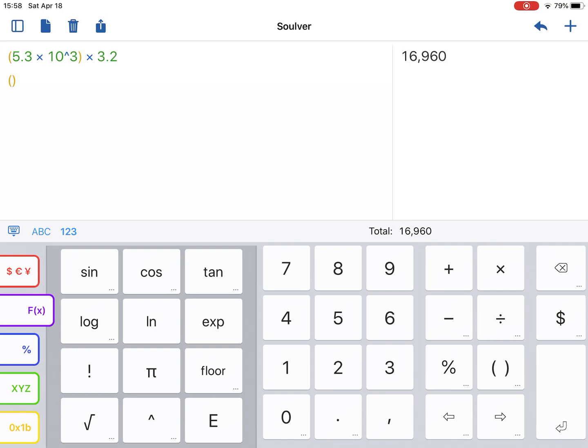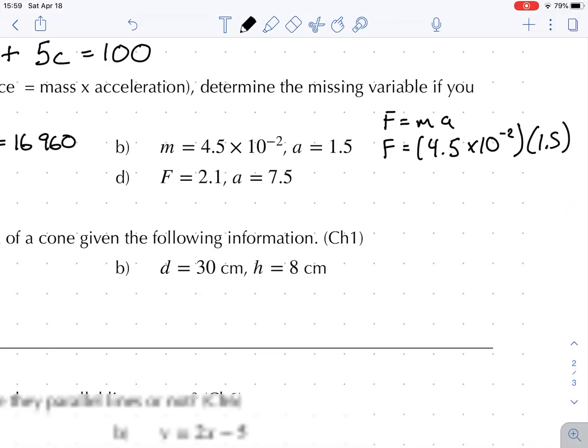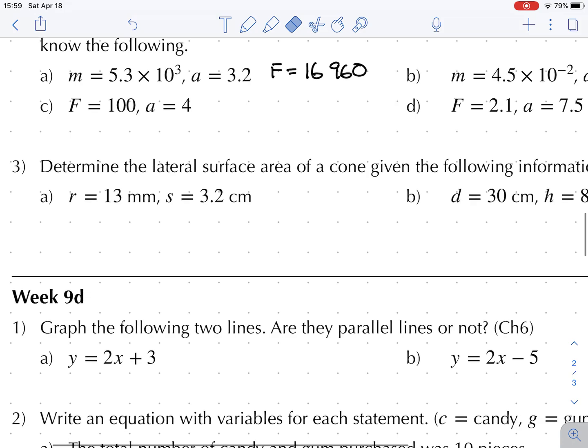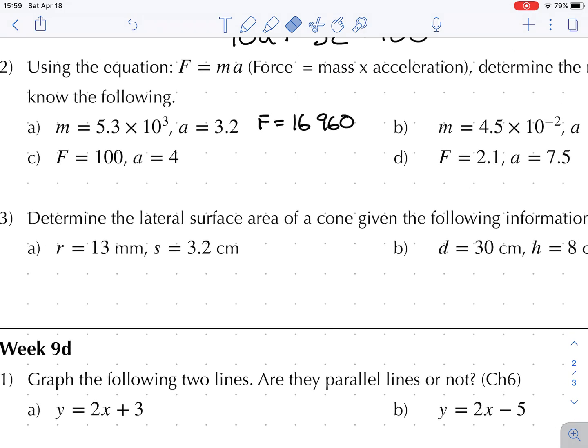So I'm going to go to my calculator. Make a new line. It was 4.5 times 10 raised to the minus 2. And it shows me what that is right over there. And I times that by 1.5. 0.0675. So you should have a calculator where you can work with scientific notation. Delete these and just write my force right here. And continue on.